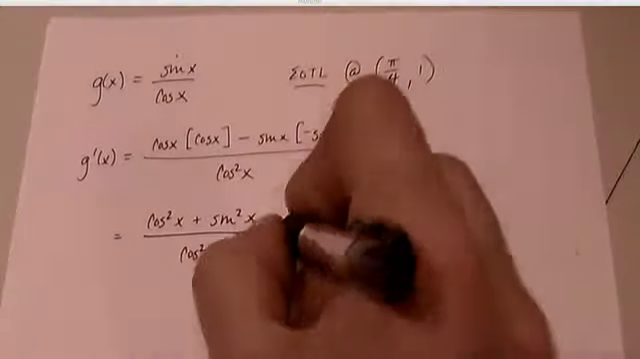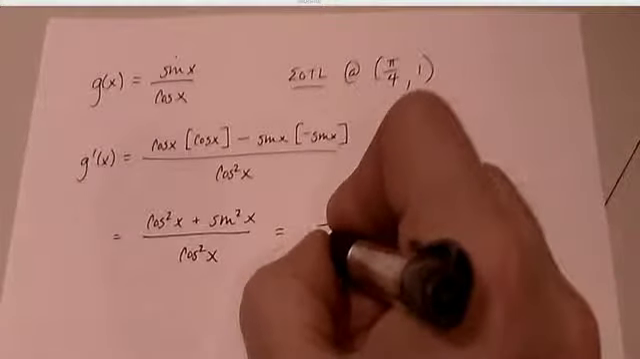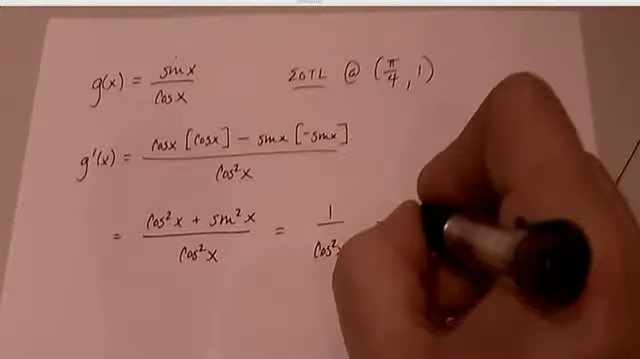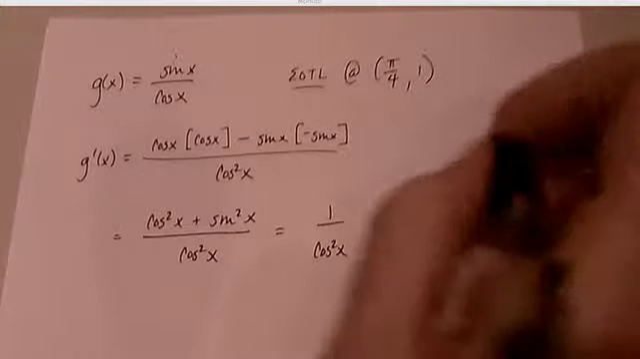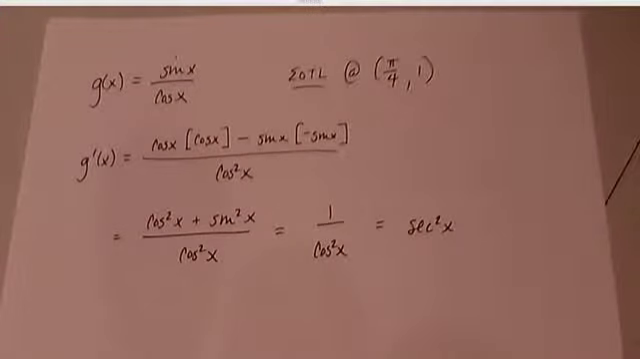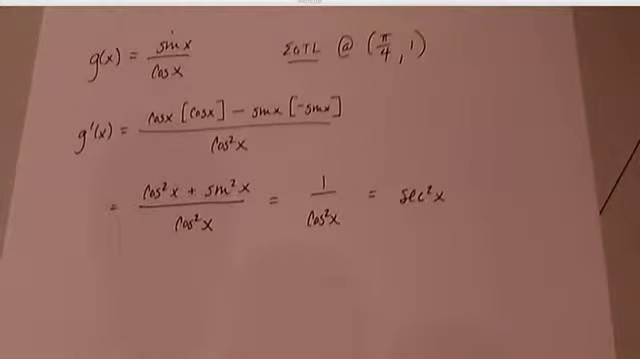But what you can do is recognize that that numerator is a fundamental trig identity. It's one of the Pythagoreans. It's equal to 1, and 1 over cosine squared is secant squared. So what I've really just done is found out that the derivative of tangent is secant squared. Okay, well that's all kinds of nice.